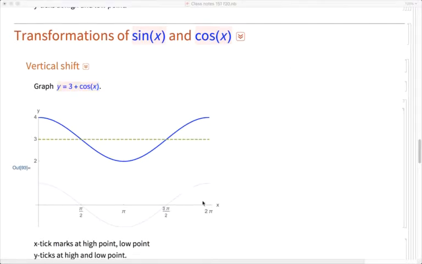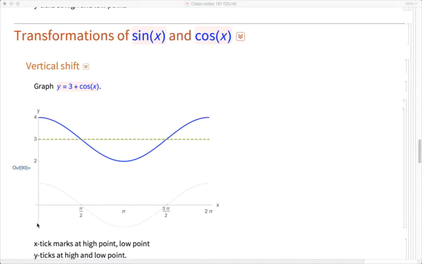All right, I hit pause just for a second because I noticed that I was missing the tick marks that I would like to see here, the pi over 2 and the 3 pi over 2. Okay, so the cosine function, remember it's the one that starts high, starts at 1, and ends up back at 1. And all we're doing here is shifting that up 3 units.